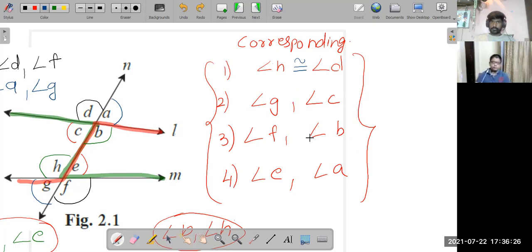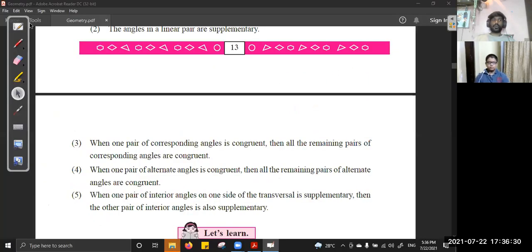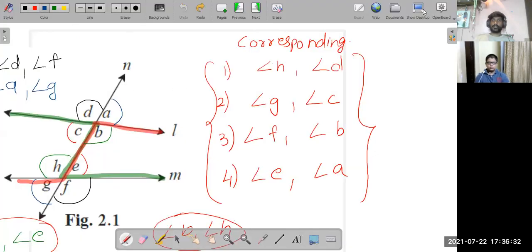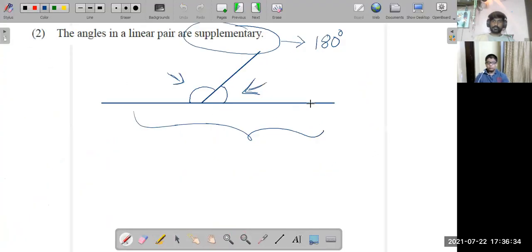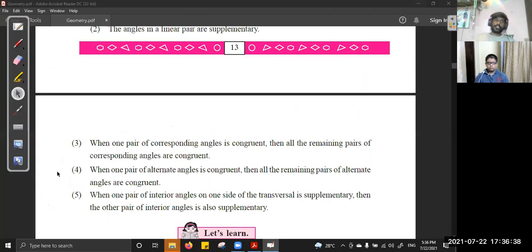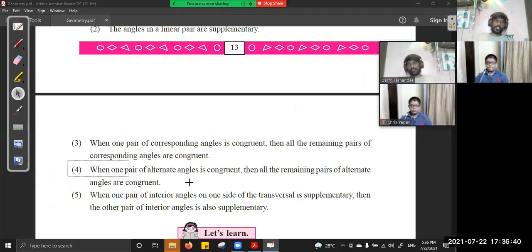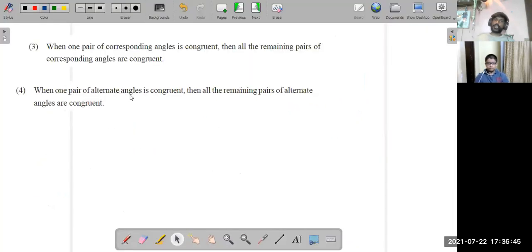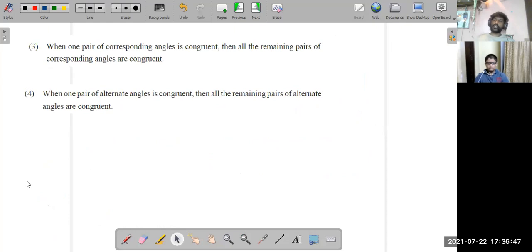Yes, sir. Okay. Same thing goes for alternate angles. If any one pair of alternate angles is congruent, the remaining pairs also will be congruent to each other. Fine.